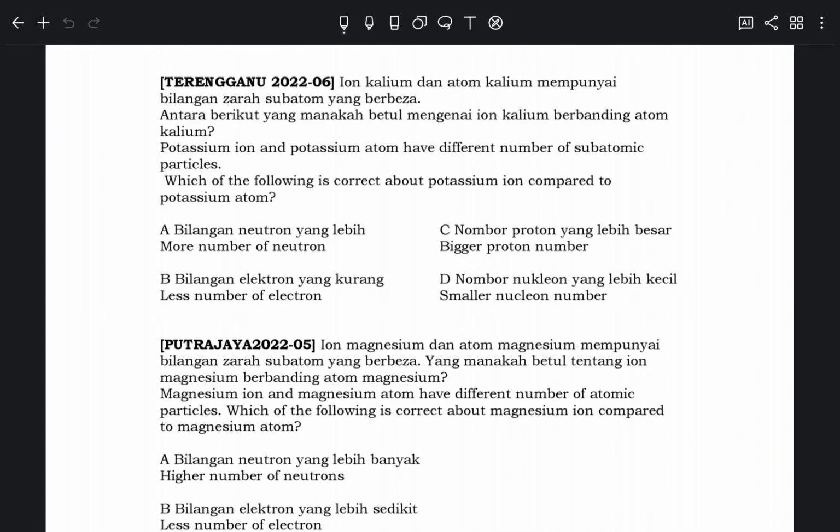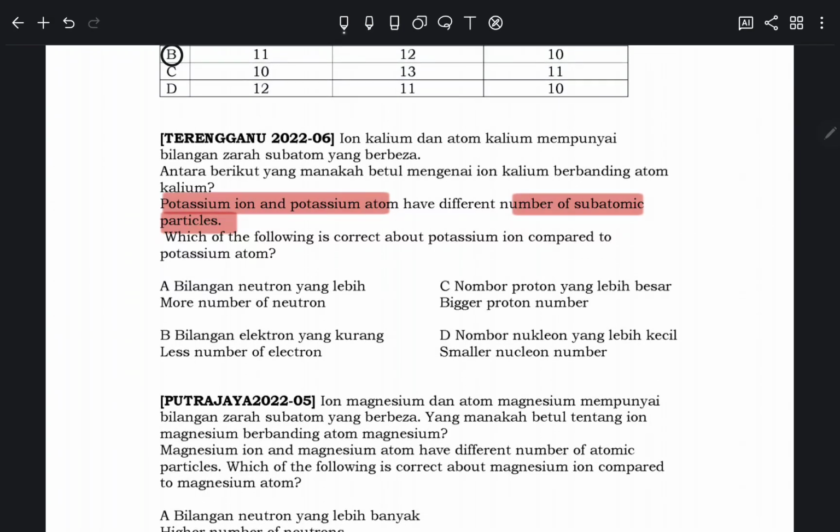Okay, Terengganu. Potassium ion and potassium atom have different number of subatomic particles. Which subatomic particle do you think is different for potassium ion and atom? Remember that the subatomic particle that is only different is electron. Because for proton, let's say you have 10 protons in the atom, the same 10 you will have in the ion. Neutron also is just the same, but electron only changes. So they say compare, right? So number of protons. I read from the last one, D.